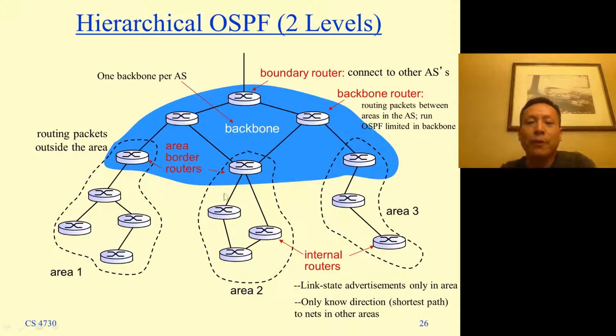So by doing these hierarchical divisions, the link state advertisements are limited to each of these areas, right? And you only need to know the direction, the shortest path to nets in the other areas. For example, from this router, you can go through this path, and it will be handled by this backbone router that interconnects multiple areas.